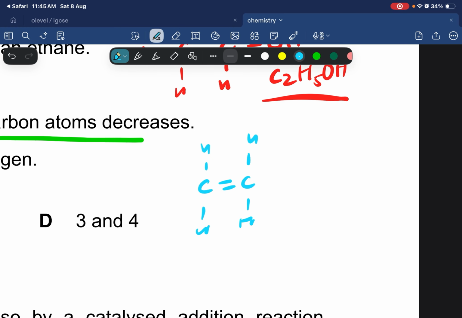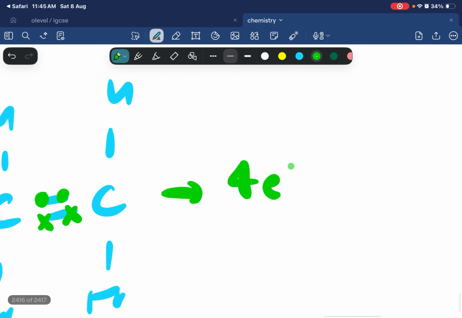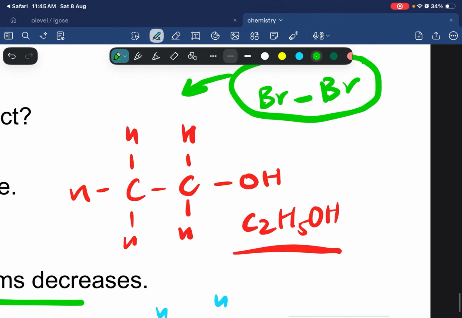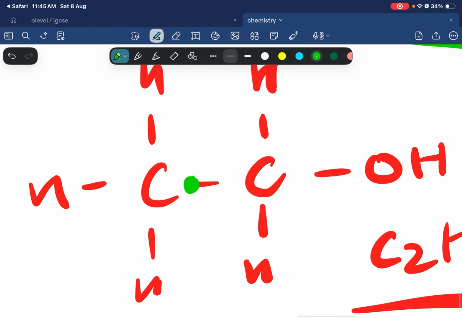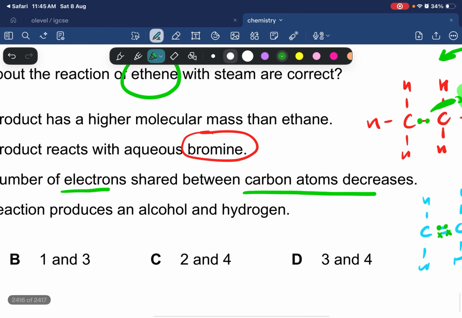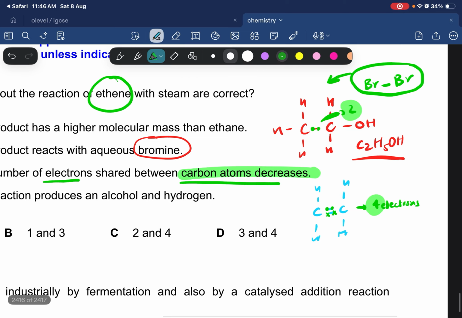The number of electrons between the carbon atoms: in this bond there are 2 electrons, and in this bond there are 2 electrons. So in total you have 4 electrons. But when you come to ethanol, you just have a single bond between the carbon atoms, so there are just 2 electrons. So you are moving from 4 electrons to 2 electrons. The number of electrons shared between carbon atoms decreases, going from 4 to 2. So that's a decrease.